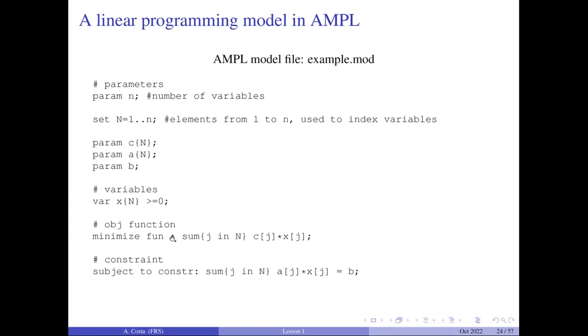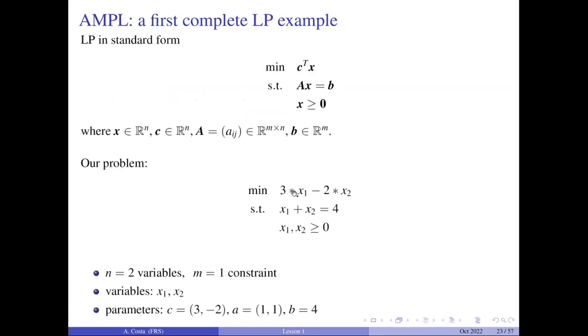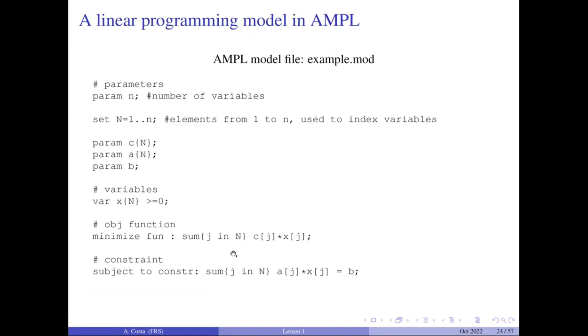Now we want to minimize the objective function. Remember, it is 3x1 minus 2x2. So 3 and minus 2 is the parameter C, and x1, x2 are the variables. I can just write it like that. What is the meaning of this expression? I'm saying the function I want to minimize is the sum over j in n. Remember, n is the set 1, 2, of this product. So this translates into C1 times x1 plus C2 times x2.